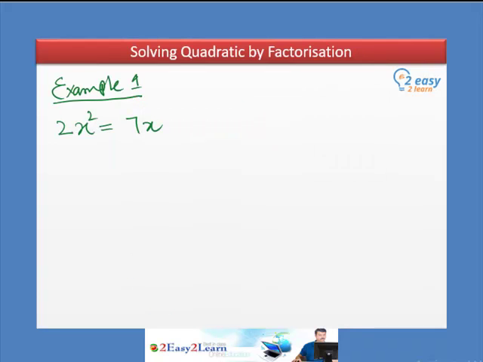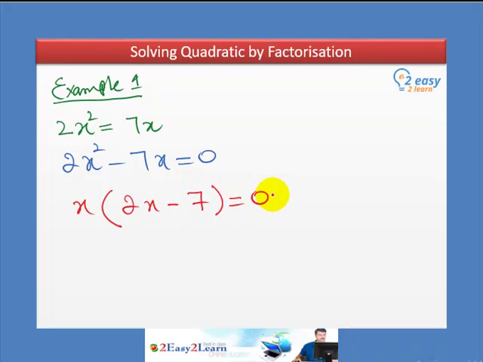Example number 1, solving quadratic by factorization. 2x square is equal to 7x. It is a two terms equation, so we will shift 7x to the left hand side. So 2x square minus 7x is equal to 0. Now we have to factorize it. x is common, take x as a common, and what is left inside is 2x minus 7 is equal to 0.